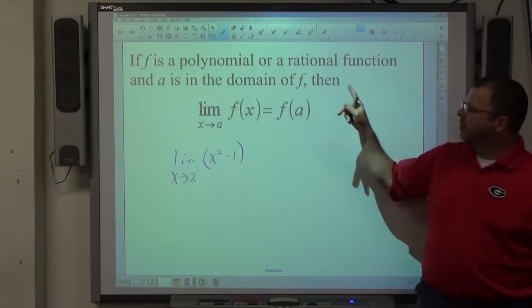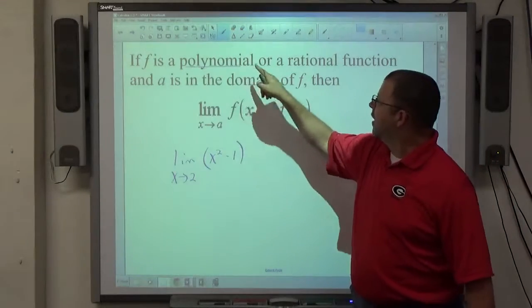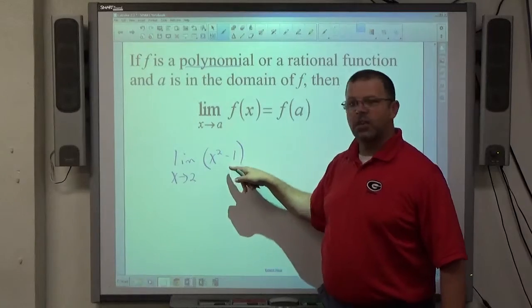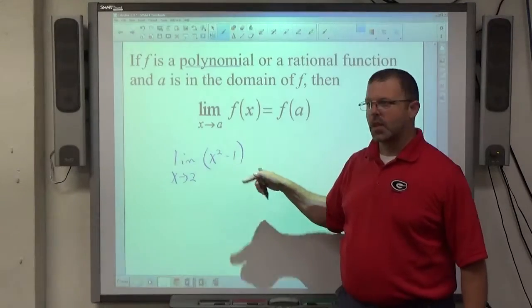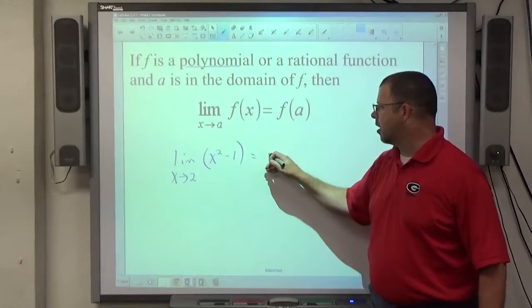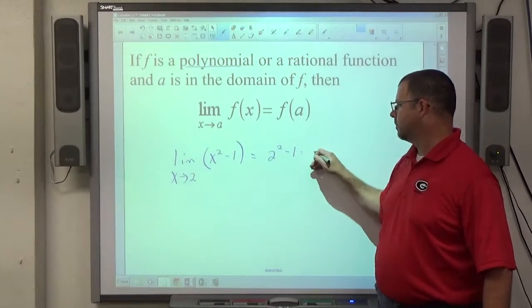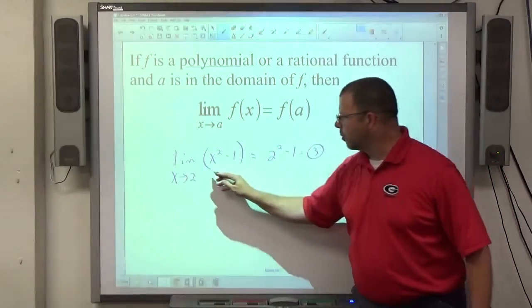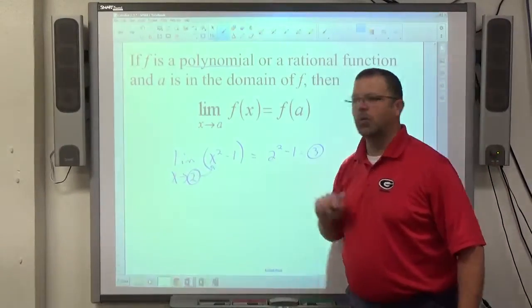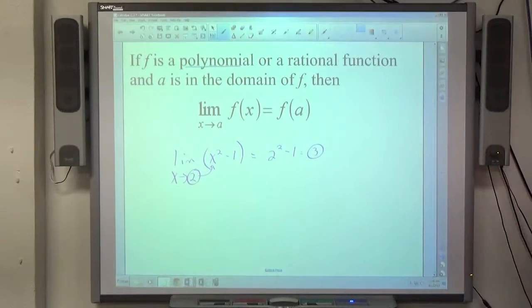So as far as this, it is a polynomial function, and a, which is 2, is in the domain of this function. The answer to this problem is simply going to be 2 squared minus 1. Just replace all the x's with that number and work it out.